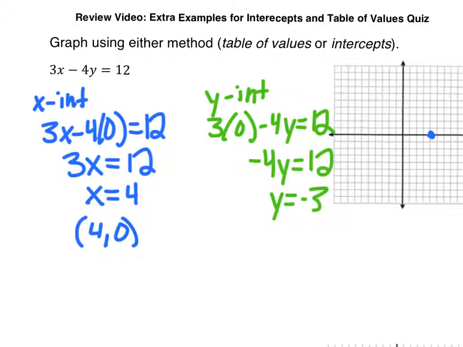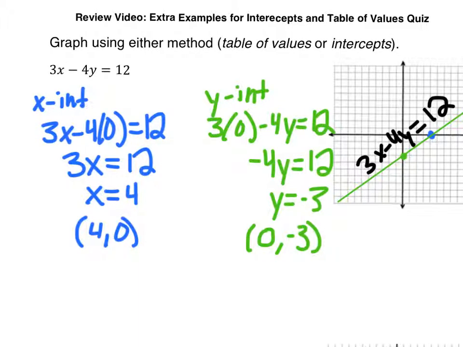And when I do that, I get 3 times 0 minus 4y equals 12. So I get y equals negative 3. That means my ordered pair is (0, -3). And I can graph that by going 3 units down. Now I can draw a line that goes through those 2 points. The last step is to label my line with the equation 3x minus 4y equals 12. The advantage to using intercepts was that I didn't have to do any isolation, and that zeros are easy to work with.